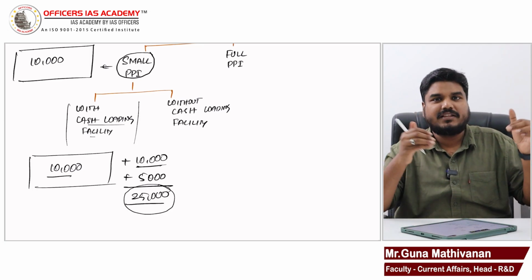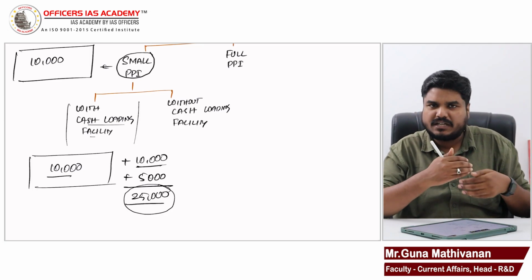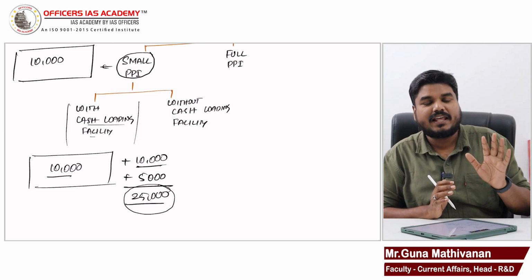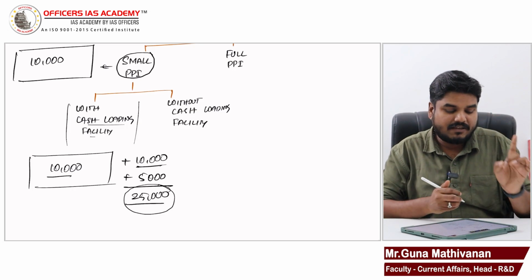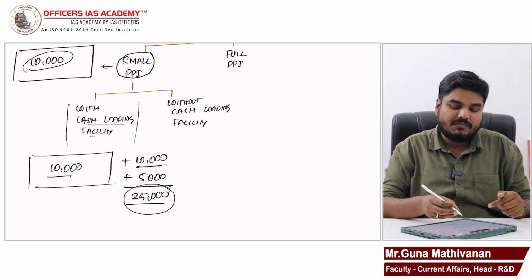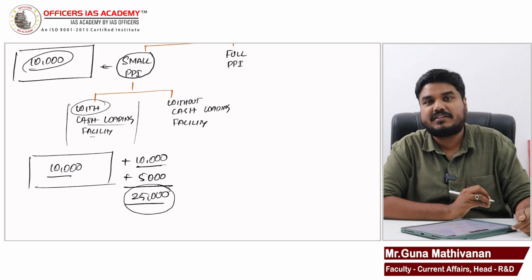So deposit up to 10,000. You can recharge multiple times, but your total recharge in a month should not exceed 50,000. And at a time, you cannot store more than 10,000. This is small PPI with cash loading facility.